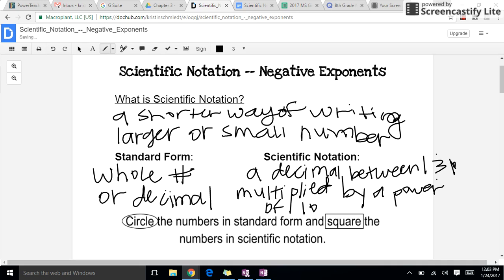Okay, so remember yesterday too, we talked about what a power of 10 means, right? So it's a 10, you multiply by 10, and that 10 has an exponent. Go ahead, pause the video, get standard form and scientific notation written down, and make sure that it looks a little nicer than my handwriting. It's okay, you're doing great.